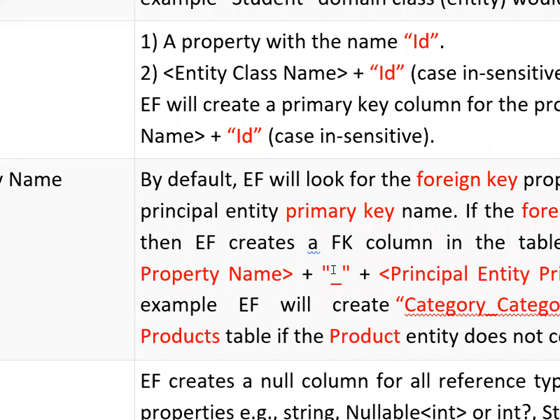Based on the conventions, Entity Framework will identify, okay, this should be the foreign key because the column name in the parent table and the column name in the child table are matching. You may have a doubt. How will it recognize the parent and the child tables?